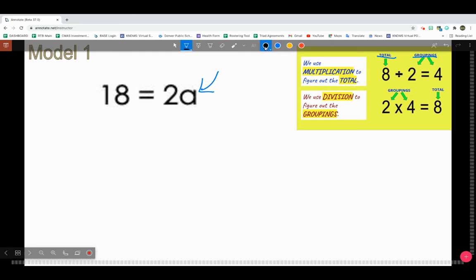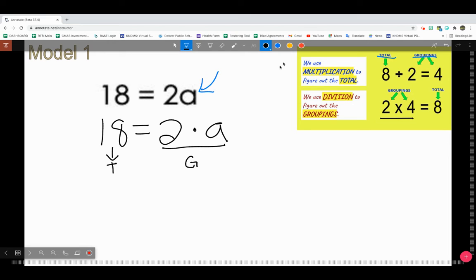Well, if you had said this and thought about this, we know that when we have a number next to a variable, it actually means multiplication. So we have 18 equals 2 times a. And anytime we're working with multiplication, our groupings are the numbers that are being multiplied to each other to give us an answer. In this case, I'm multiplying 2 times a to get 18, where 18 is my total, and 2 and a are my groupings. So for me to figure out a, I need to know that a is a grouping.